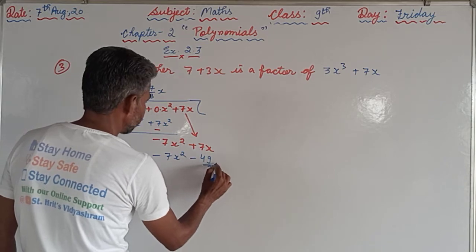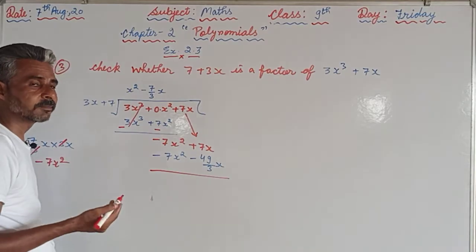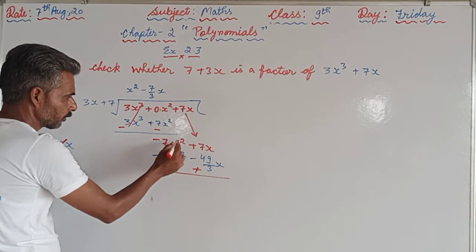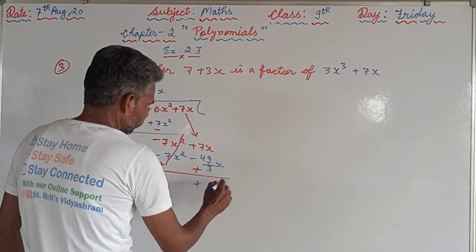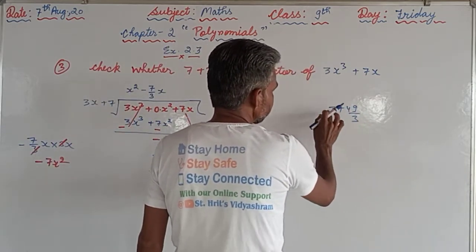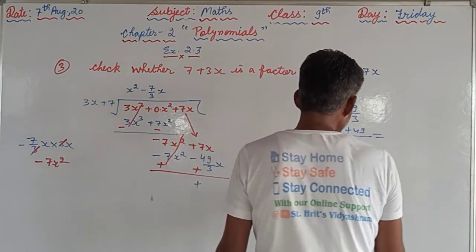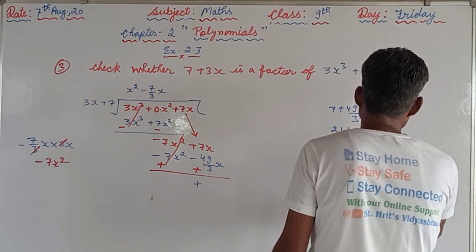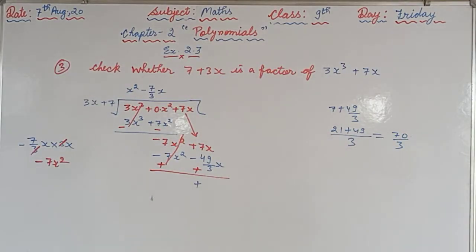49 upon 3x. Afterwards again we proceed the same way, we are supposed to subtract. To subtract, we change the signs, and that will be cancelled out. These both will be added, and we will get 7 plus 49 upon 3, means 3 sevens are 21, 21 plus 49 upon 3, that is 70 upon 3 x. So here we will get 70 upon 3 x.